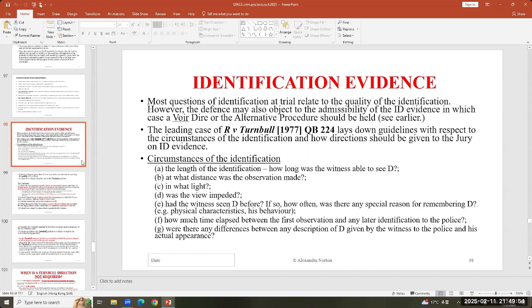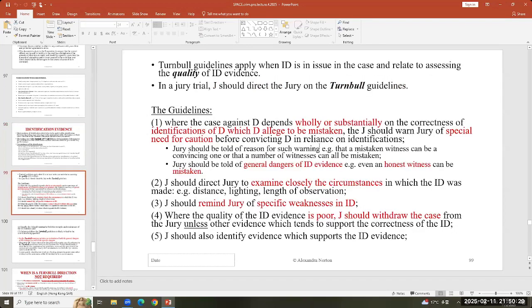But remember, Turnbull only applies where the ID evidence is admissible, because Turnbull is a direction to the jury, or that the magistrate reminds himself about, as to the weight of admissible ID evidence. So if the ID evidence is inadmissible, we don't need to consider Turnbull. Okay? But Turnbull talks about the judge directing the jury about the circumstances of the identification, the length of time, the distance, the lighting, whether the person seen was known to the witness.